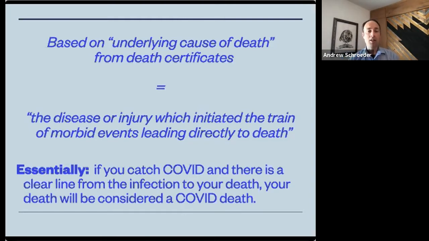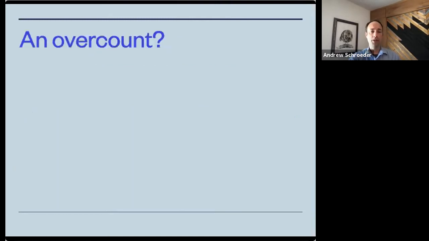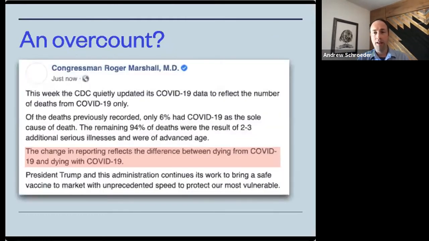In particular, a lot of people throughout the pandemic have been claiming that the CDC is inflating the true number of COVID deaths. They're overcounting the number of people who have actually died due to COVID-19. So here's a tweet from then Representative, now Senator Roger Marshall, who's a doctor, claiming that the CDC statistics were confusing people who died with COVID with people who died from COVID. Probably we should only be counting people who died from COVID, and he's claiming that there's some confusion here.